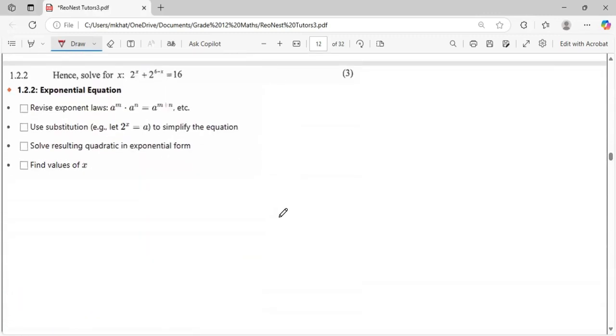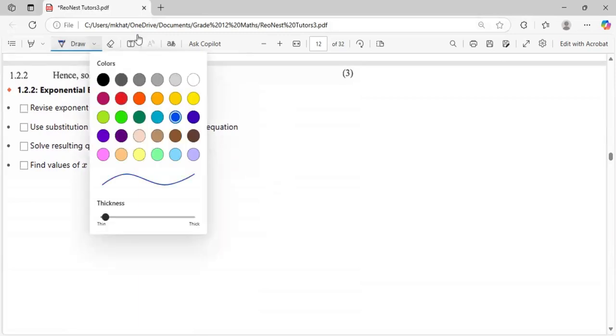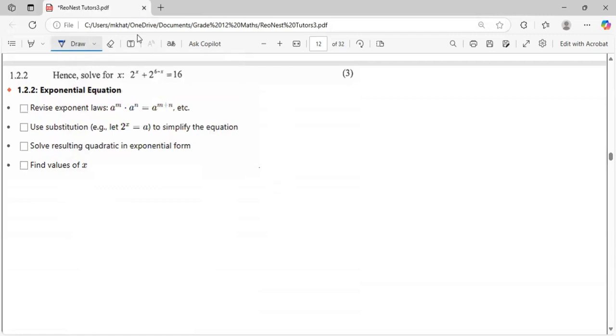So now 1.2.1, by the way, if you get 1.2.1 wrong, 1.2.2 will be wrong. So here I'm going to use the laws of exponents. You have to revise these: when we multiply bases of the same value, we add the exponents, and when we divide bases of the same value, we minus the exponent. So in this case, we have 2 to the power x plus 2 to the power 6 minus x, which is equal to 16.